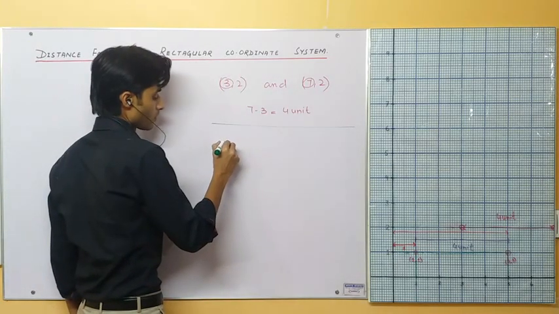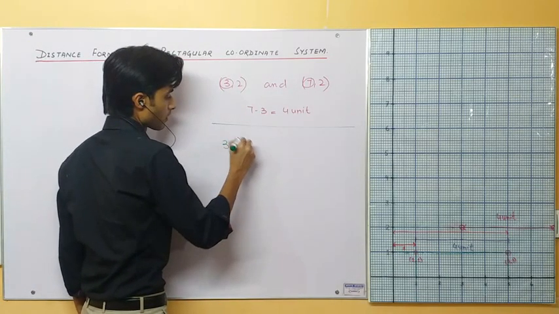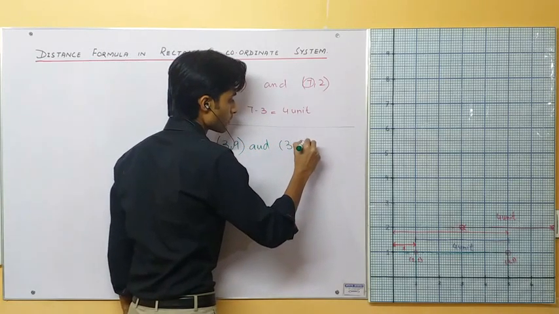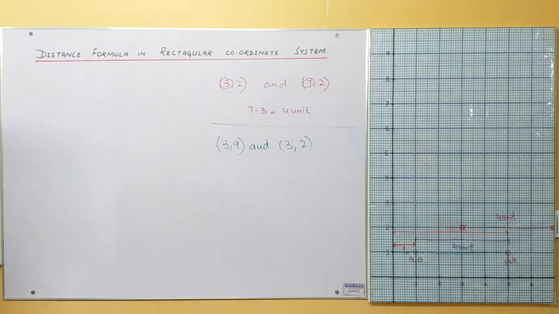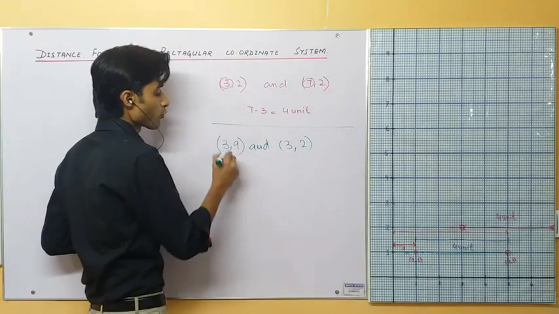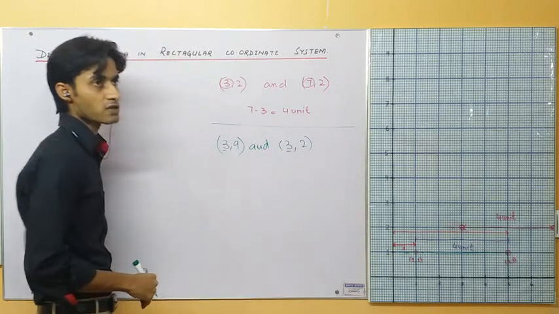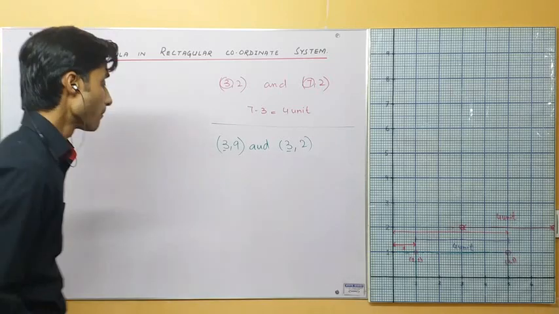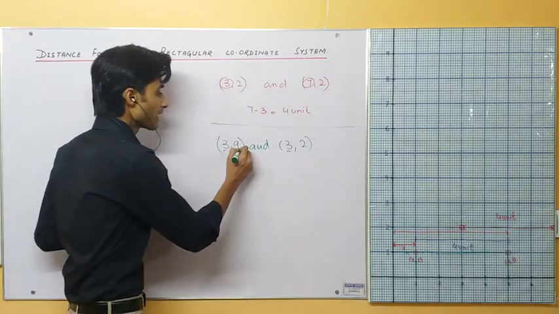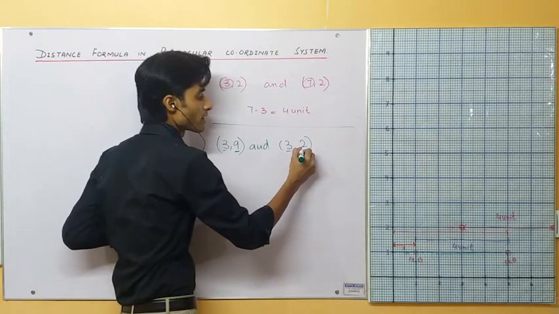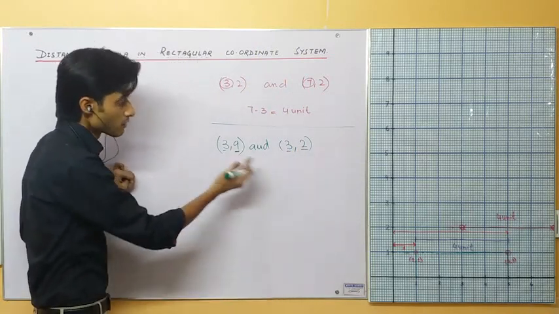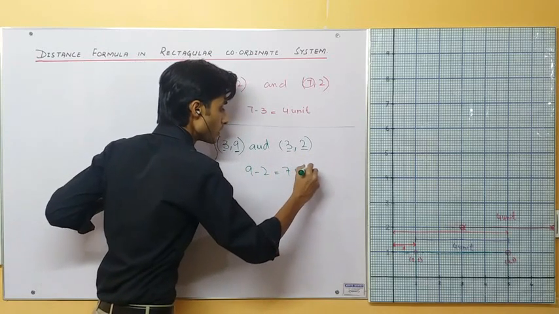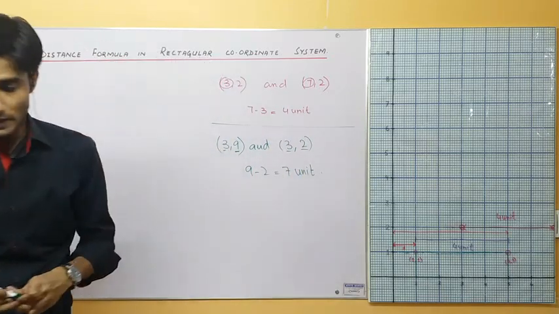One more example. Let's say 3, 9 and 3, 2. So in order to find out the distance between these 2 points, what are we going to do? 3 and 2. Their x component is not changing. It means there is no change there in their horizontal distance. But vertically there is a change. Vertically one point is 9 units above, the other point is 2 units above the x-axis. So the distance between them will be 9 minus 2 is 7 unit.